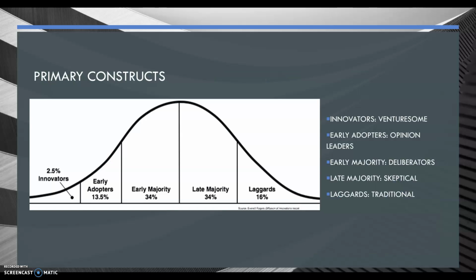The primary constructs are the 5 different categories that adopters are put into. These are innovators, who are the venturesome, those really early people who adopt; the early adopters, who are the opinion leaders; the early majority, who are the deliberators; the late majority, who are still skeptical and have quite a few questions; and then the laggards, who are more traditional and don't really feel like adopting it unless it's absolutely necessary.